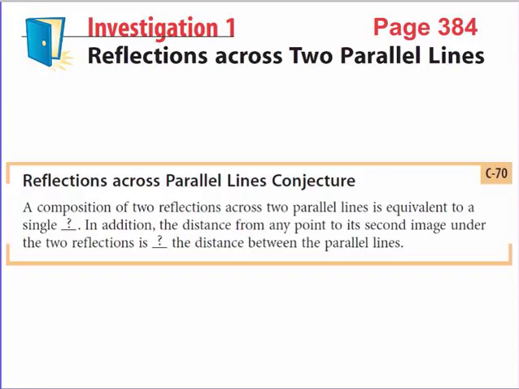So as you look at page 384, you can see kind of the patty paper experiment. Okay. So as you look at that composition of the two reflections, what is that the same as? A single what? A single what?